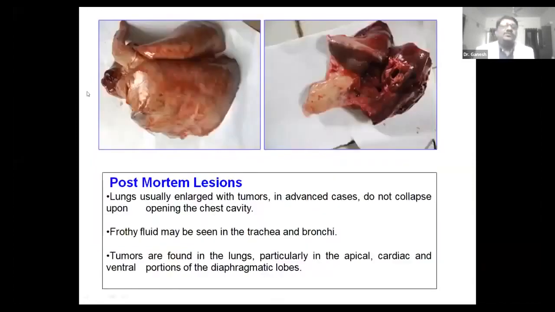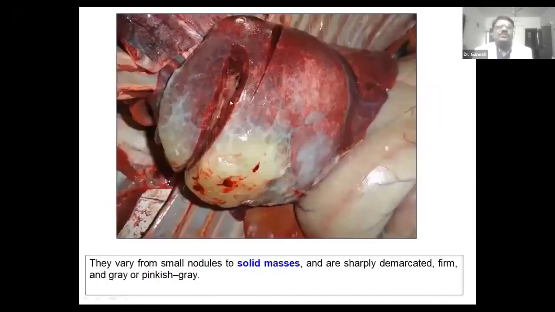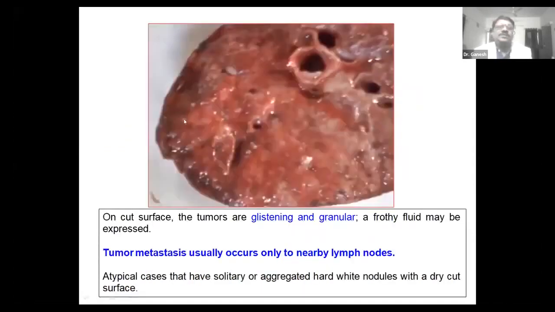Then if you do postmortem examination, you will find that the lungs are very much enlarged, and the lungs do not collapse due to tumors. Frothy fluid can also be seen in the trachea and bronchi. You will find a solid mass of tumors like this, and some small white nodules. On the cut surface also you will find these small nodules. Generally, metastasis is to the nearby lymph nodes, not to other organs.